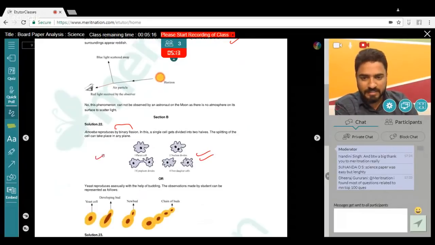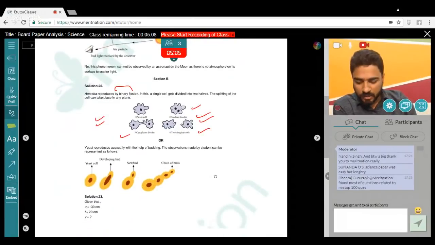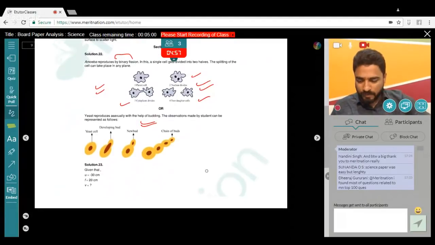So these are the various stages: the parent cell, then the nucleus divides, then the cytoplasm divides, and then two daughter cells are produced. The OR part of this question is regarding yeast. You can see that yeast reproduces asexually with the help of budding. This you can clearly see with the particular figure as well.